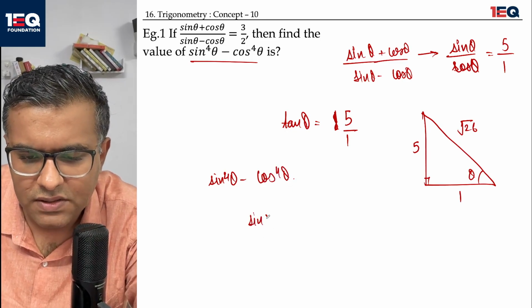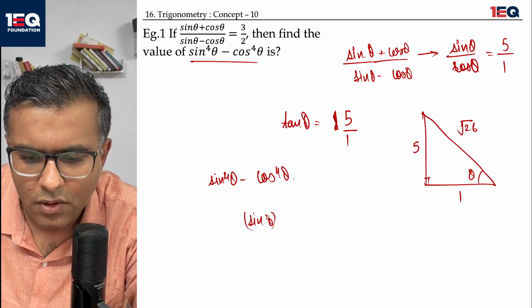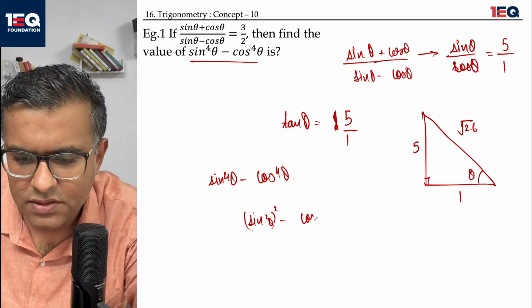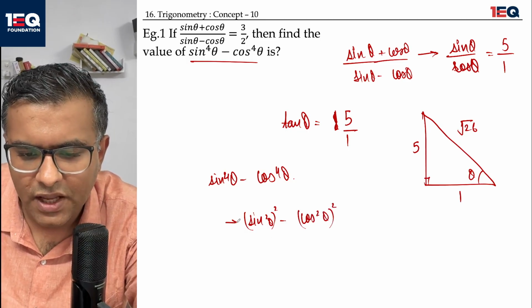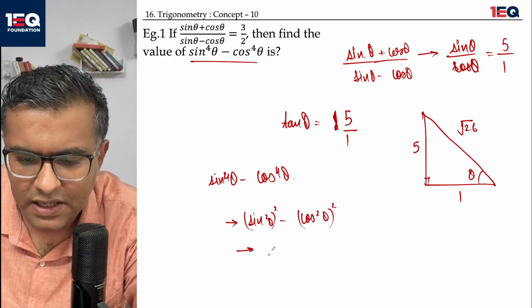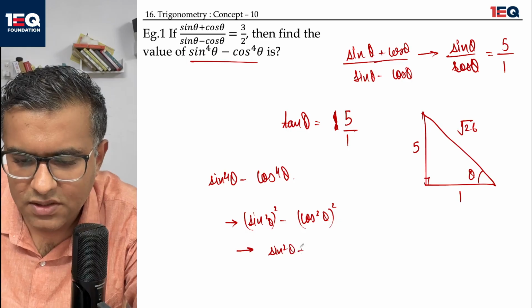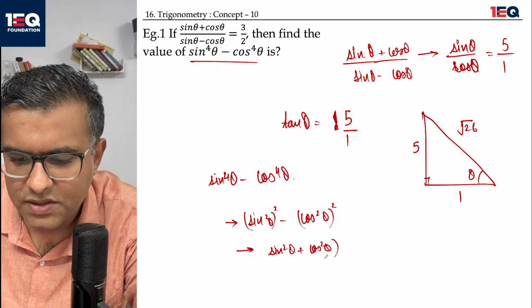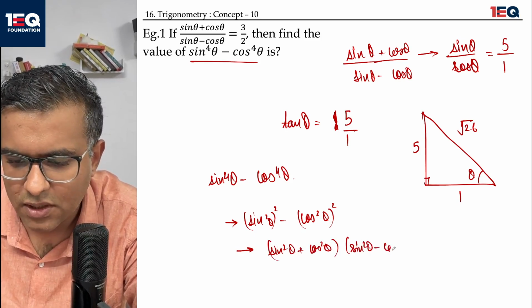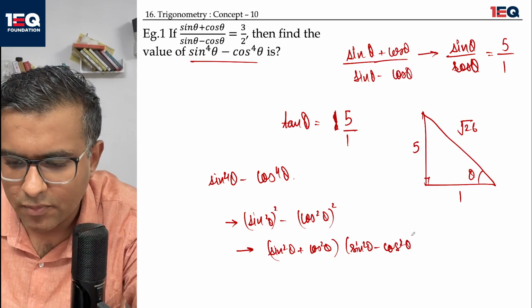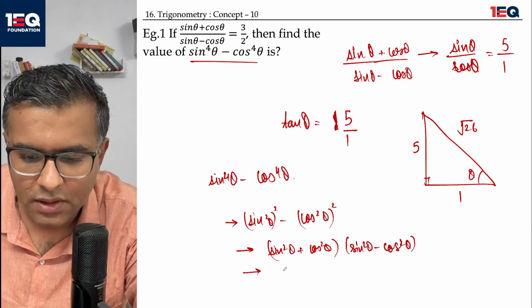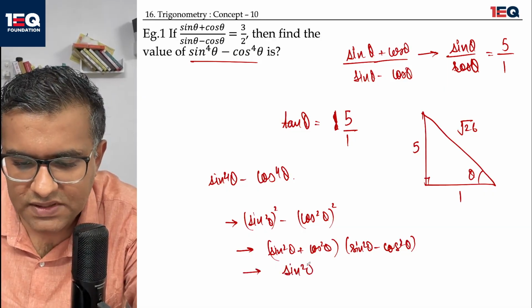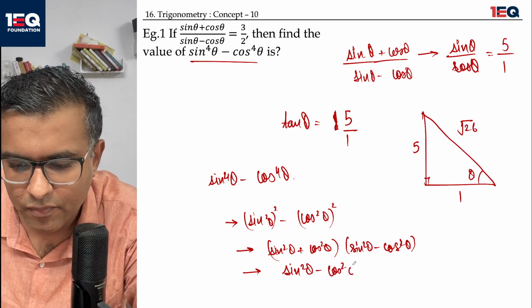I can call this sine square theta whole square minus cos square theta whole square. Using a plus b, a minus b, I can say that sine square theta plus cos square theta multiplied by sine square theta minus cos square theta. Sine square theta plus cos square theta is equal to 1. That means I need to only work out sine square theta minus cos square theta.